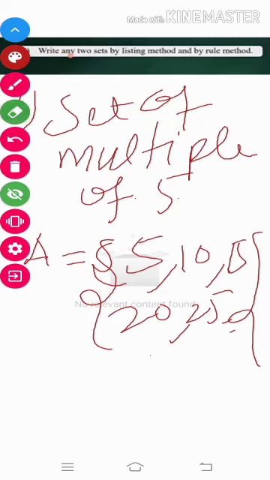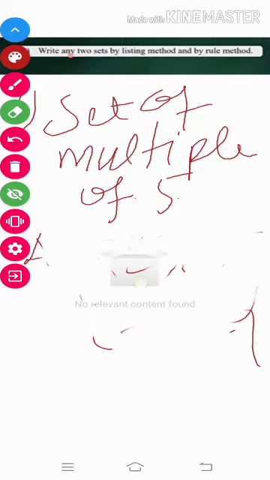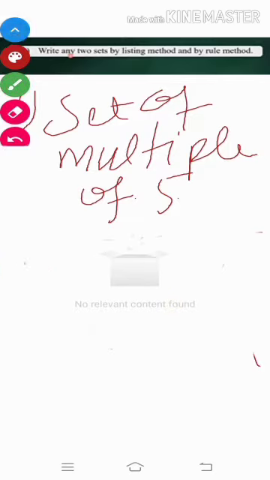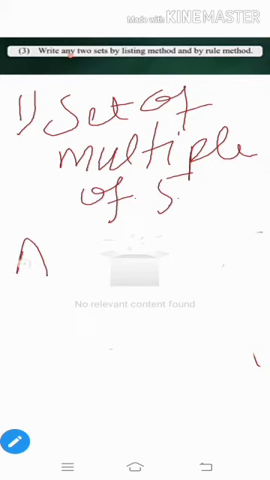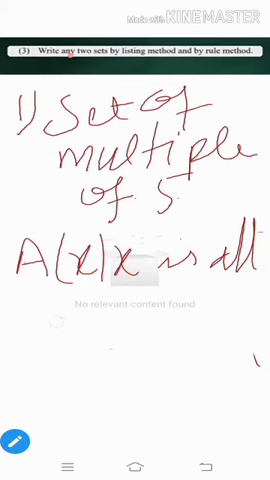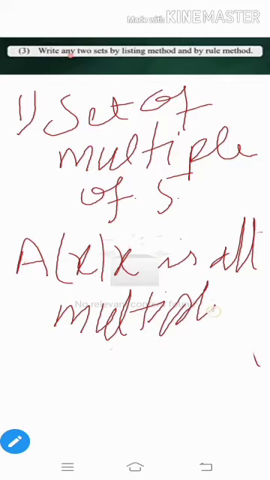Now this we write in a set builder method, or rule method. What is that set builder method? When we write it in a set builder method, we write it like this: A is equal to x such that x is all multiples of 5.